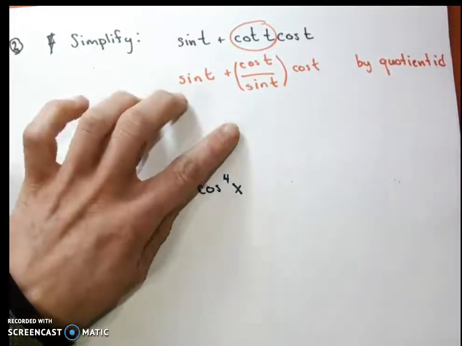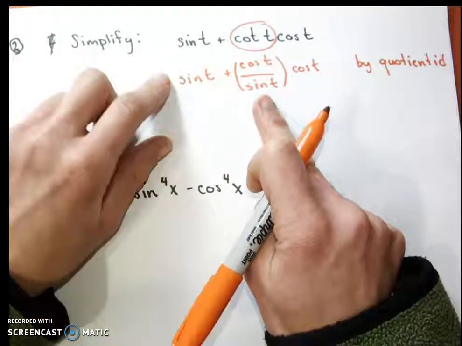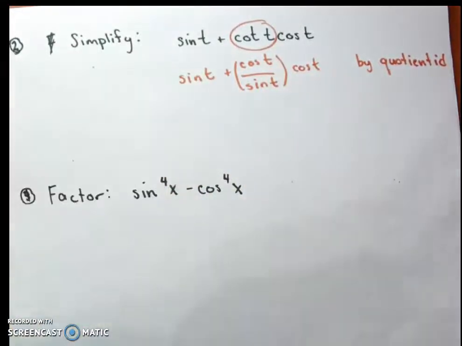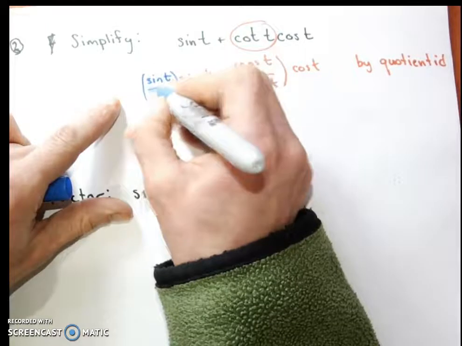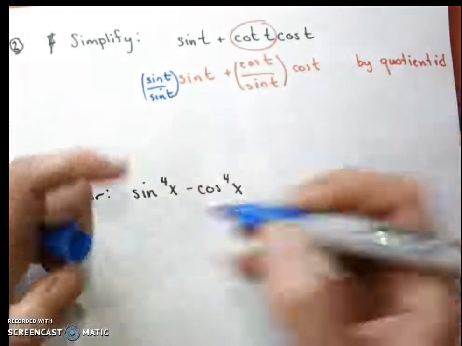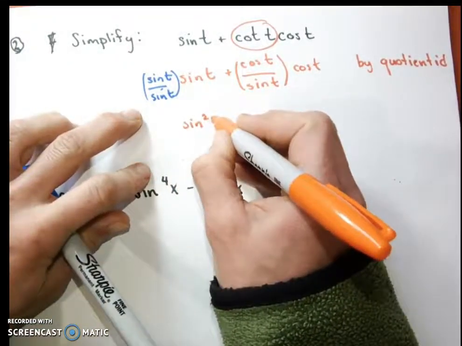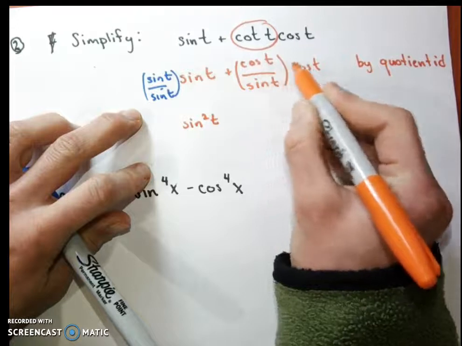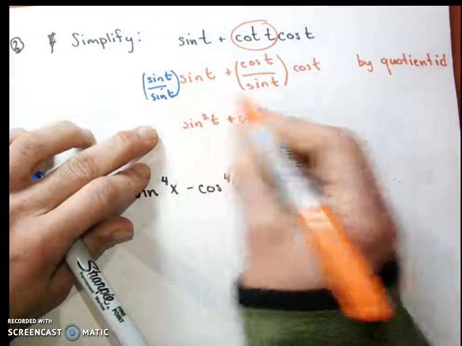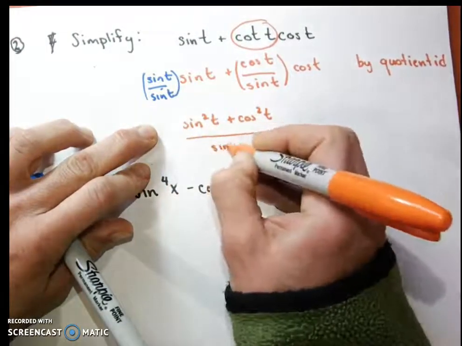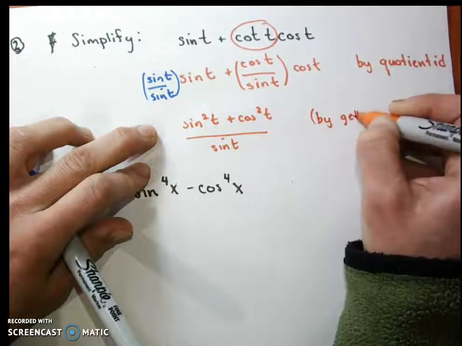Okay, so now this is still not very simple. What I'm going to do is get a common denominator, which means I have to multiply this term by 1 in a clever way. The denominator is supposed to be sine, so I'll multiply by sine t over sine t. So I end up with sine squared t, and then this term, the cosine and the cosine multiply, so cosine squared t. That's my numerator, and my denominator is sine of t. So this is by getting a common denominator.